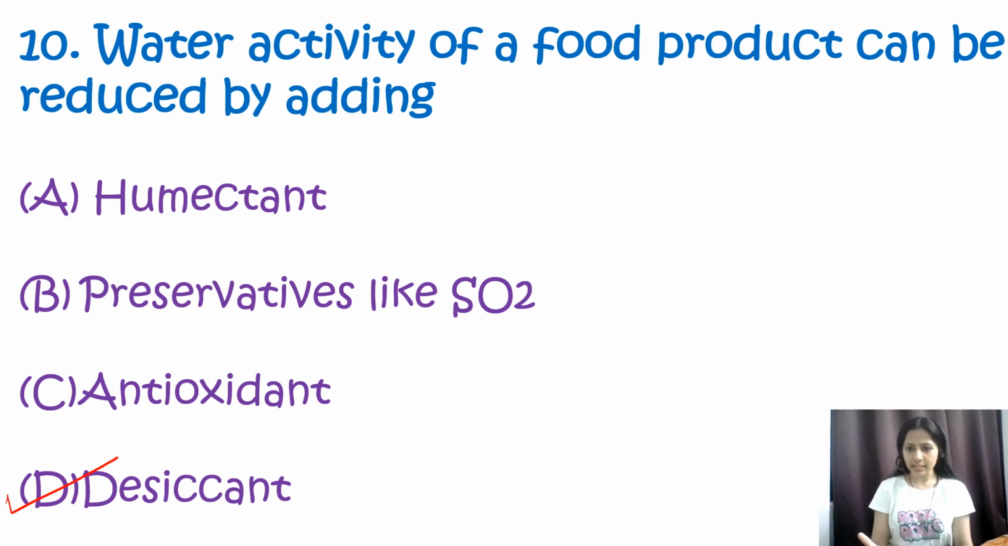But what is a humectant? Humectants are substances which are added to food products just to retain moisture and prevent the food product from drying out. Whereas preservatives like sulfur dioxide are added typically to inhibit microorganisms present in the food products which may spoil them. And antioxidants are substances added to food products to prevent the oxidation process, which can lead to rancidity, deterioration or flavor changes.